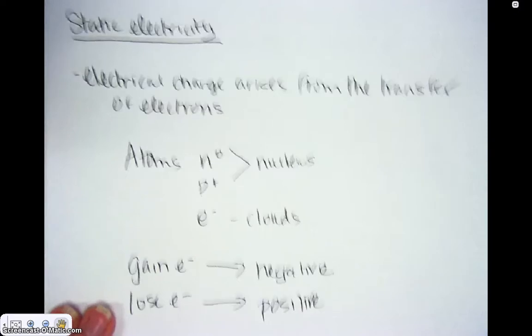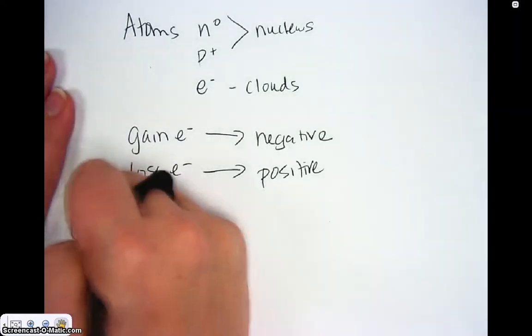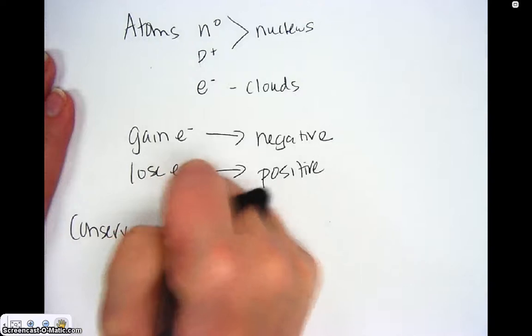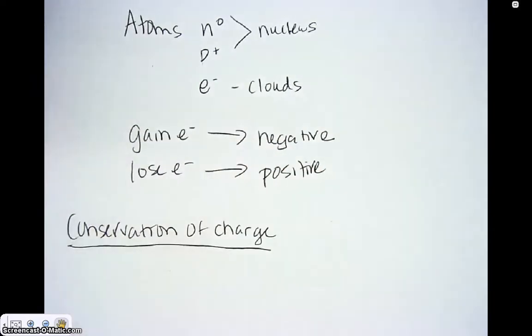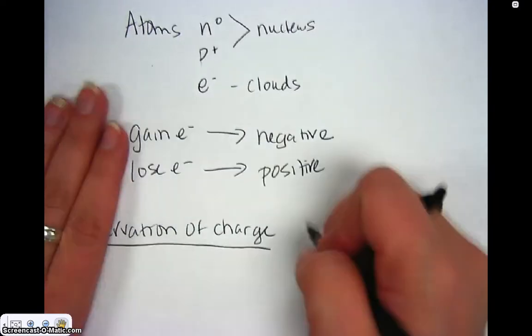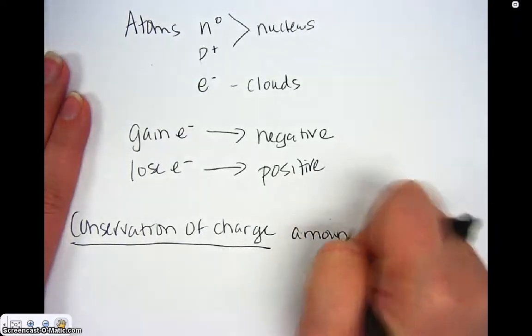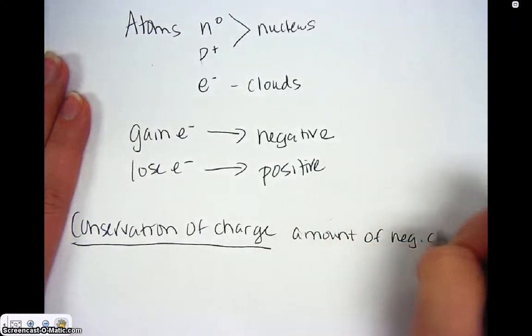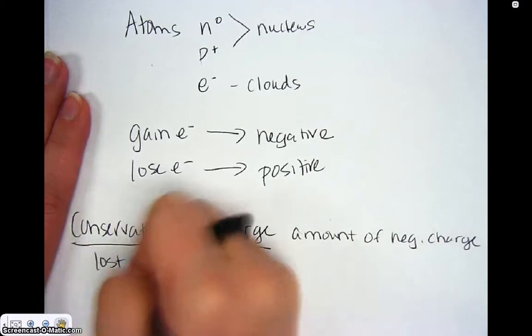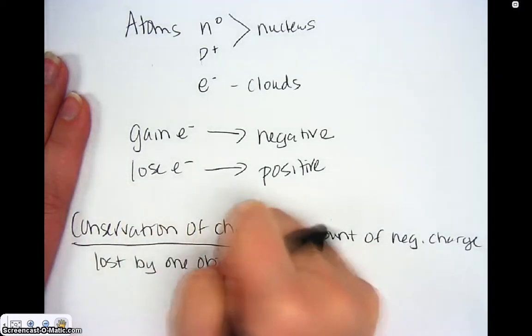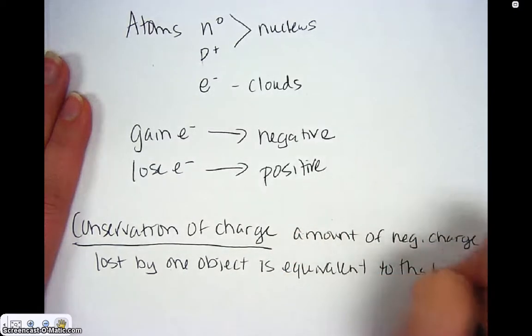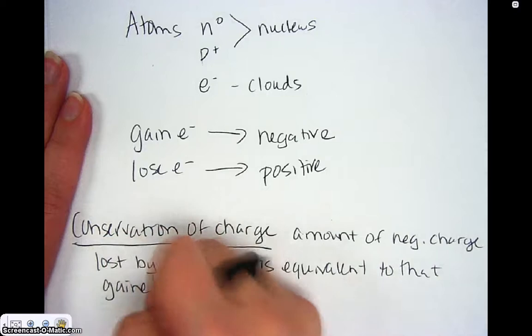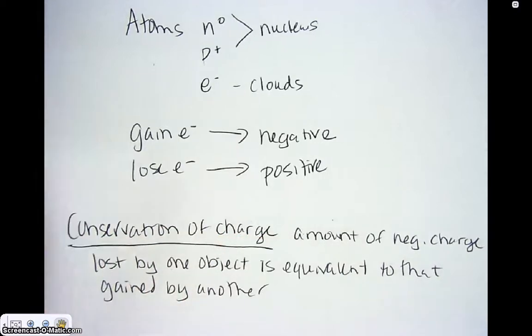Okay? So this brings us to the idea of conservation of charge. Conservation of charge is really just like every other conservation law that we have learned, right? When charge is transferred from one place to another, the amount that leaves one object is equivalent to that which is gained by another. So the amount of negative charge lost by one object is equivalent to that gained by another. Okay, which really makes sense.